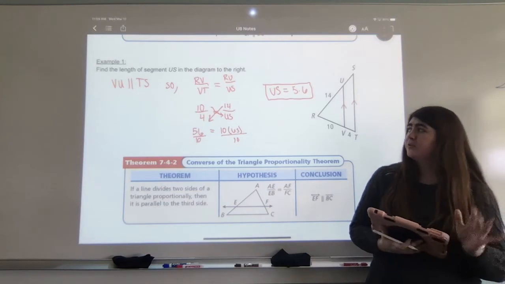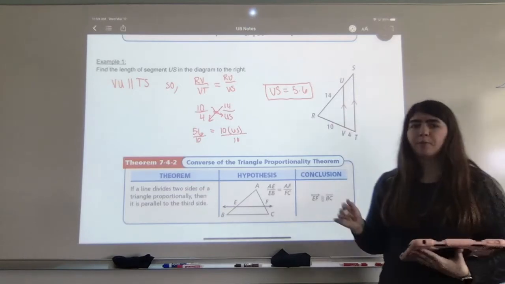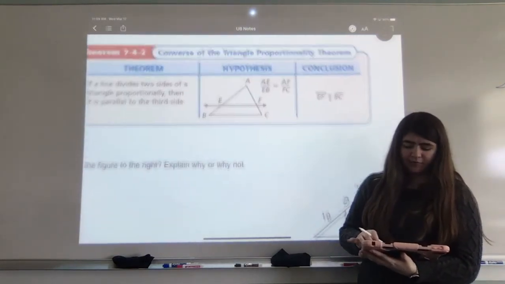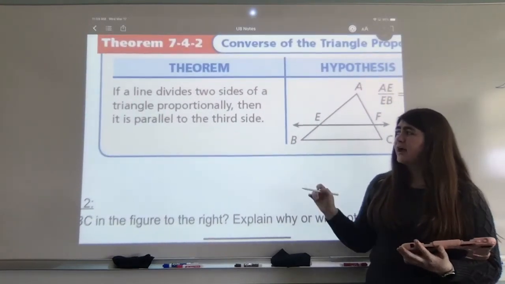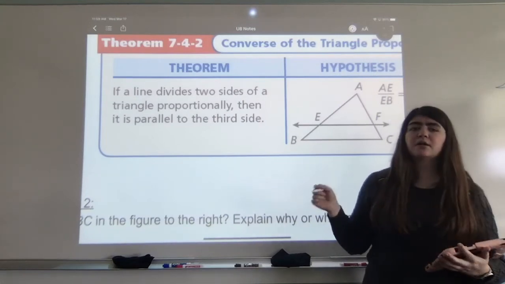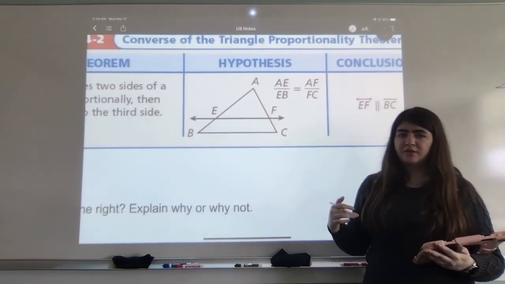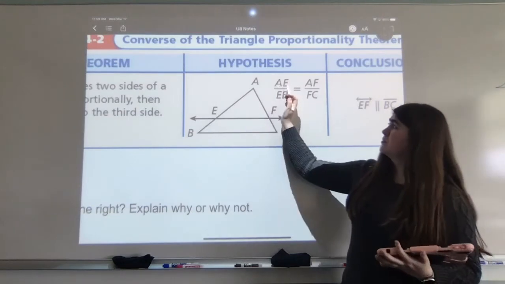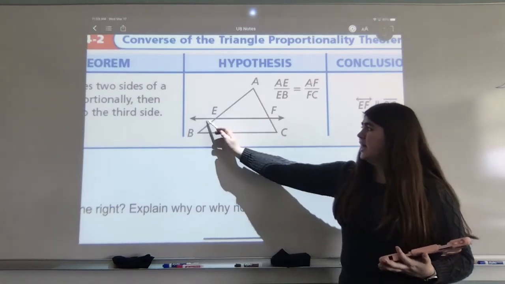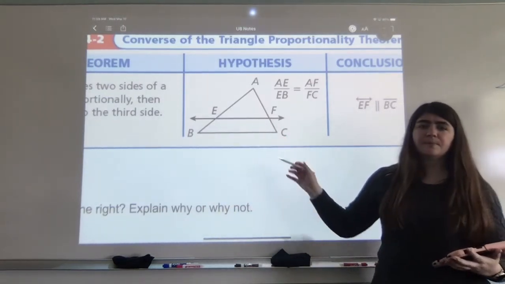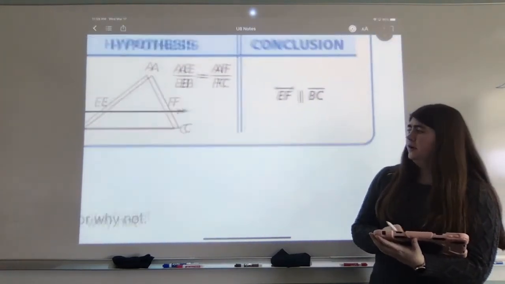All right, so that's the triangle proportionality theorem. It says that if you have these parallel lines, then the sides of the triangle are proportional. We also have the converse of the triangle proportionality theorem. And this says that if a line divides two sides of a triangle proportionally, then it is parallel to the third side. So it's saying exactly the opposite of the triangle proportionality theorem. The converse is saying that since we have this proportion, AE over EB is proportional to AF over FC, that line EF and side BC must be parallel, must be parallel.